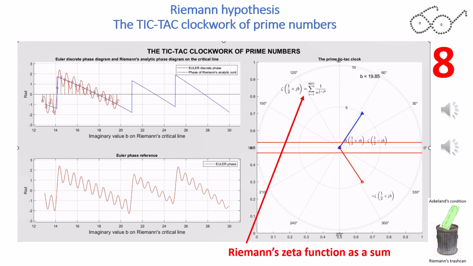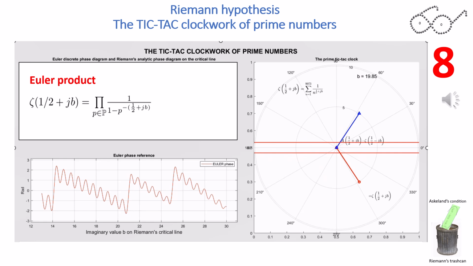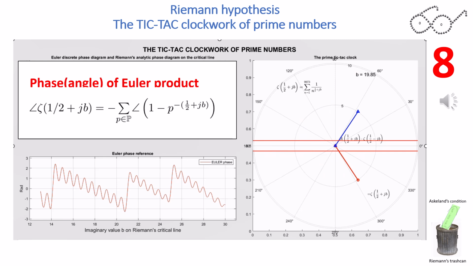This is Riemann's zeta function as a sum formula. As you see, I've chosen the length to be a prime, which in this case is 9973. Riemann's zeta function can be rearranged to the Euler product, which looks like this. The phase diagram of the Euler product has this formula.